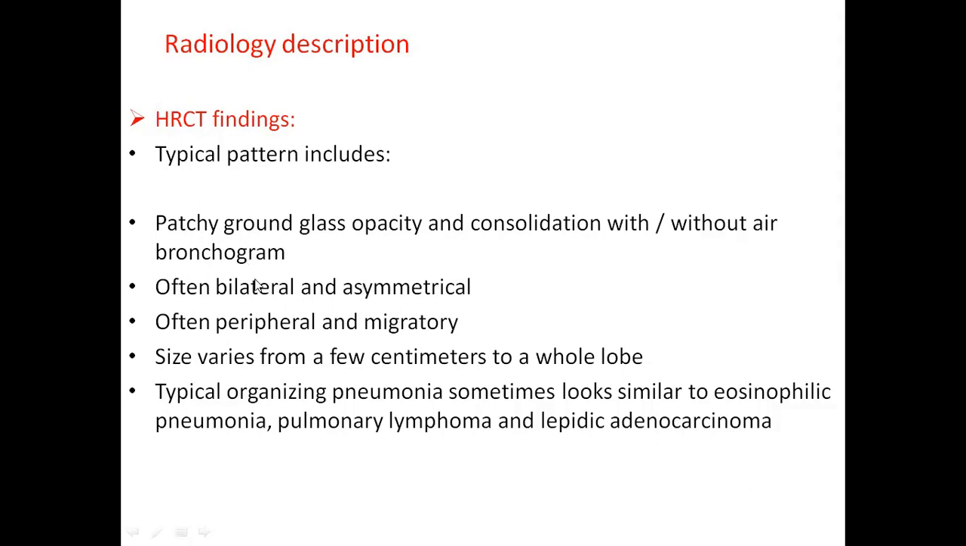The lesion can be unilateral, but often it is bilateral and asymmetrical, and it can be in the central areas versus the peripheral areas as well. Sometimes the most important thing on radiology is that it can mimic eosinophilic pneumonias, pulmonary lymphomas, and lepidic adenocarcinomas as well.